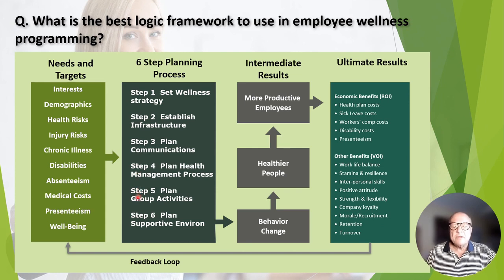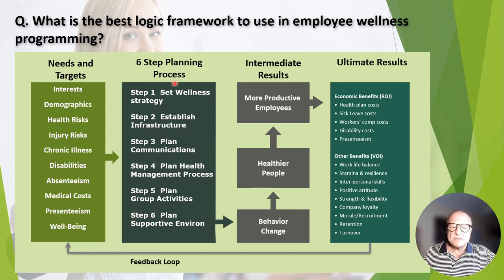Step 5, we plan the group activities, and that's where we're working on peer support. We're working with groups of people. Step 6 is planning the supportive environment. That's primarily in the actual environment that the work is taking place in and that the employees inhabit, as well as the policy framework which guides employment policy, benefit policies, and other types of policies.